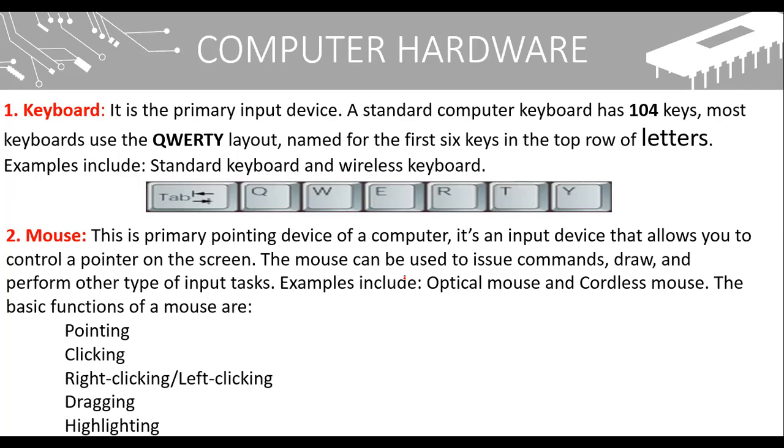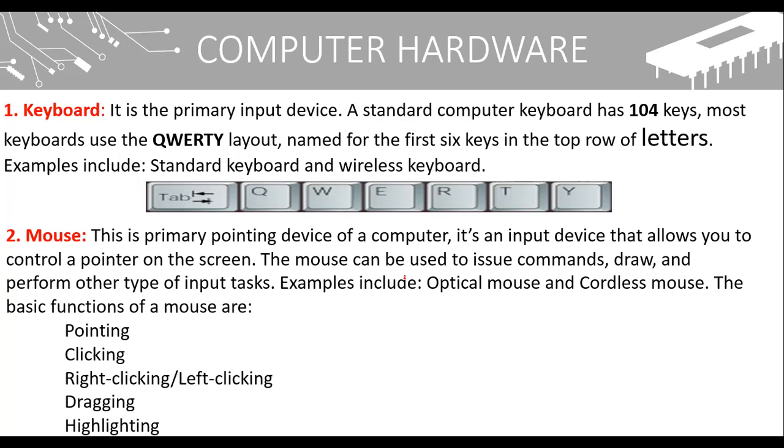So we also have what we know as the mouse. The mouse is the primary pointing device. The function of the mouse is to point. It's an input device that allows you to control a pointer on the screen. The mouse can be used to issue commands. You can double click, which is an example. You can draw with your mouse, and as well you can perform other tasks with the mouse.